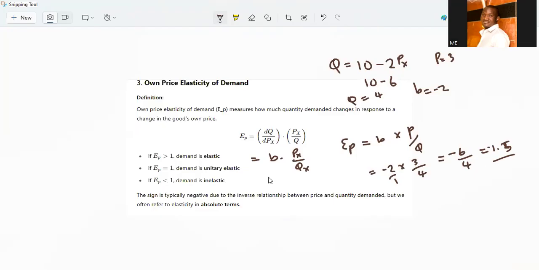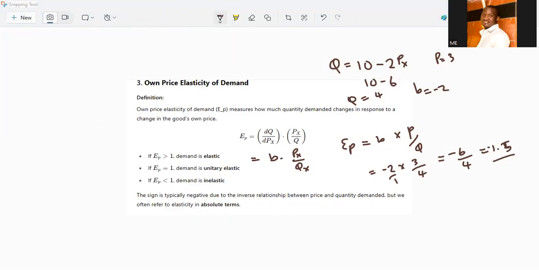It is elastic because it is more than 1. All right. So that is what we mean by own-price elasticity.